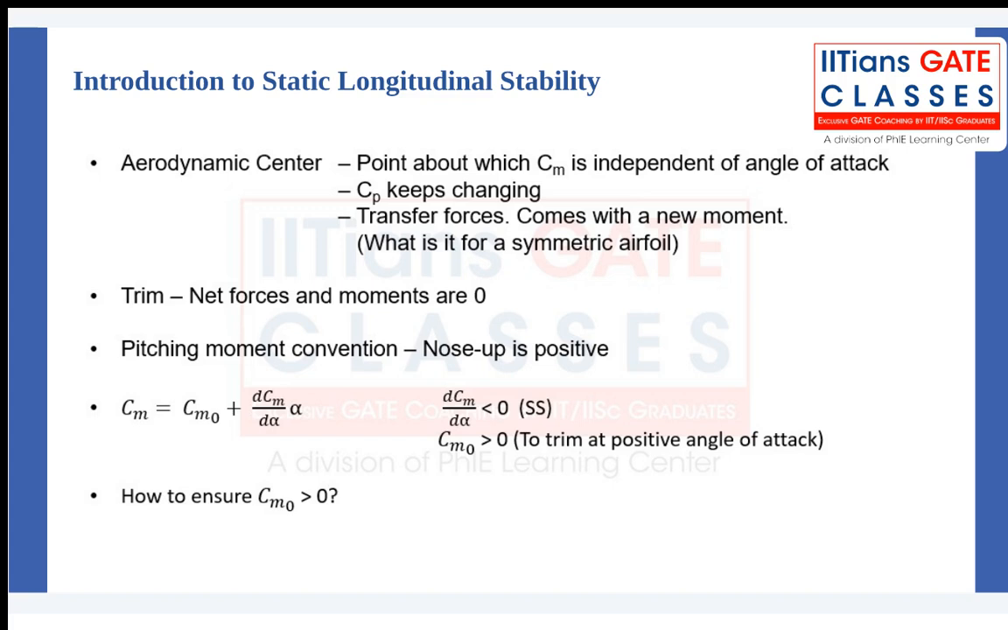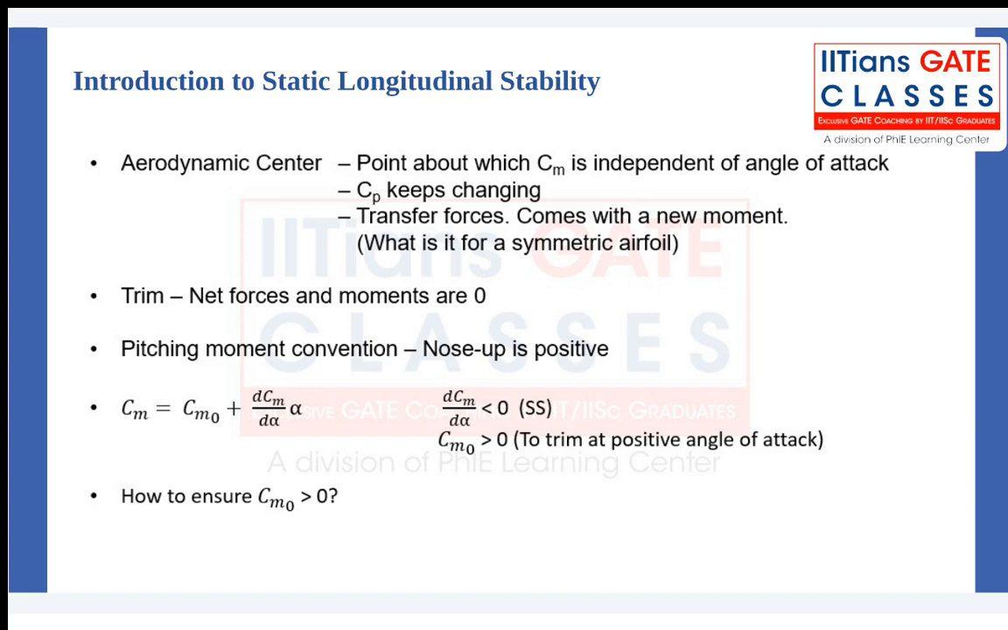It's the point about which the pitching moment remains constant throughout the flight duration. CP, the center of pressure, was inconvenient for us to perform our analysis because it kept changing with the flight path angle, with the angle of attack. And so we came up with aerodynamic center to analyze the stability of the system. Right? So aerodynamic center remains constant throughout the flight. Trim was when the net forces and moments are zero. It's the equilibrium point of an aircraft. Then we saw the pitching moment convention, nose up positive, the equation, and the only criteria for stability.